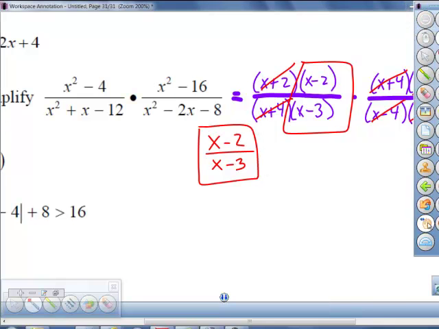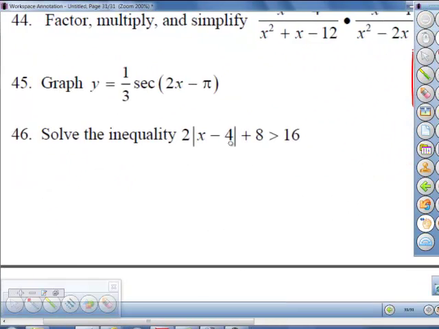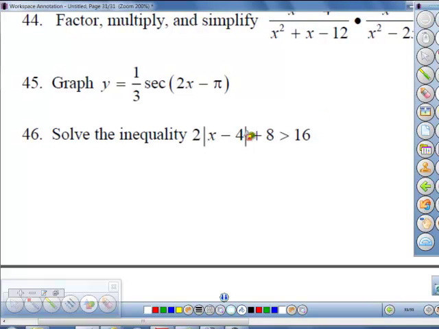Okay, on a roll. All right, graphing number 45.